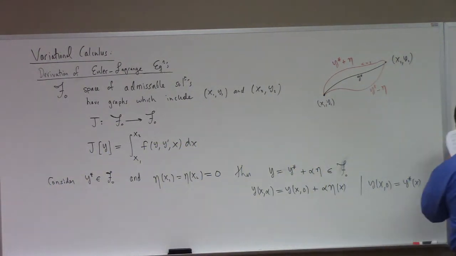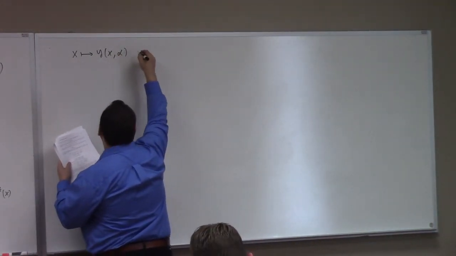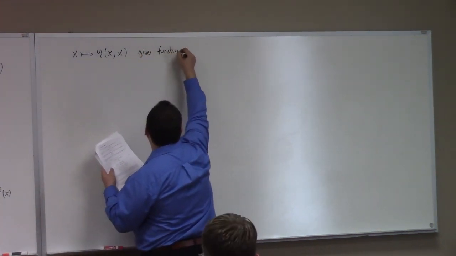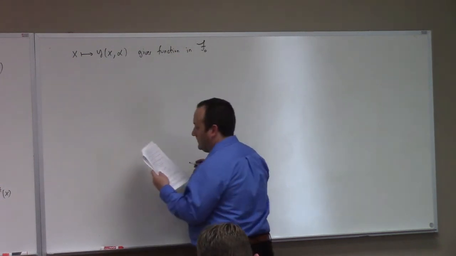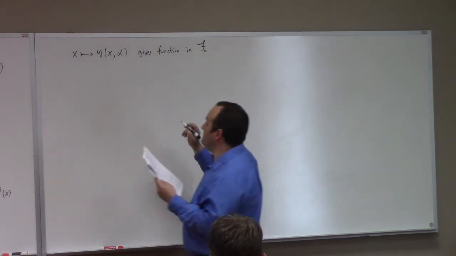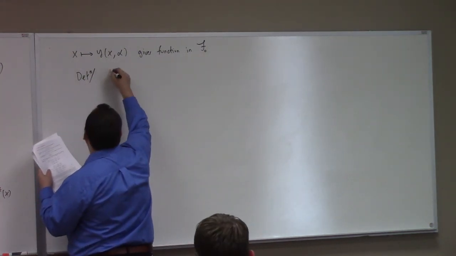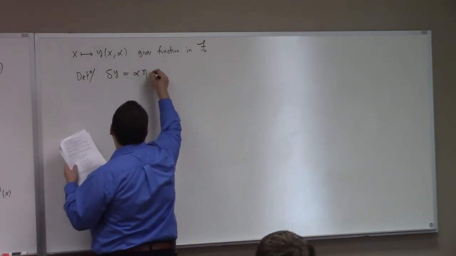So anyway, to emphasize here, x maps to y of x comma alpha, which gives a function in our F naught. So the variation, the definition: we write delta of y equal to alpha eta of x.